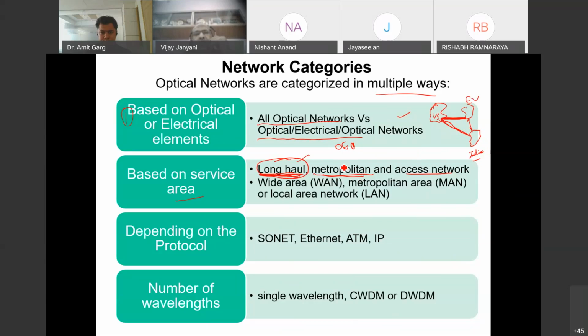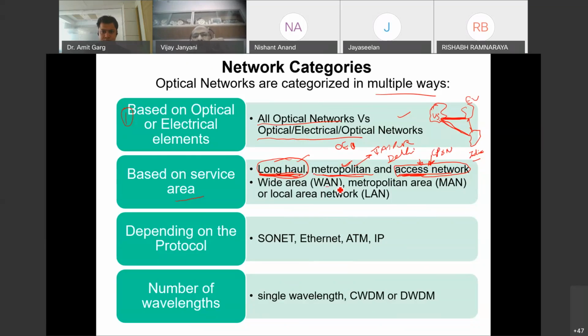Metropolitan are those networks which are on a slightly smaller scale, maybe one network which is covering Jaipur or maybe another city, Delhi. So those networks you call as metropolitan. And then access networks. These are the networks which are directly accessible to the user, and the user is directly connected to those access networks. So as far as the reach is concerned, these are the shortest reach, and this is actually GPON, which we'll be discussing today.